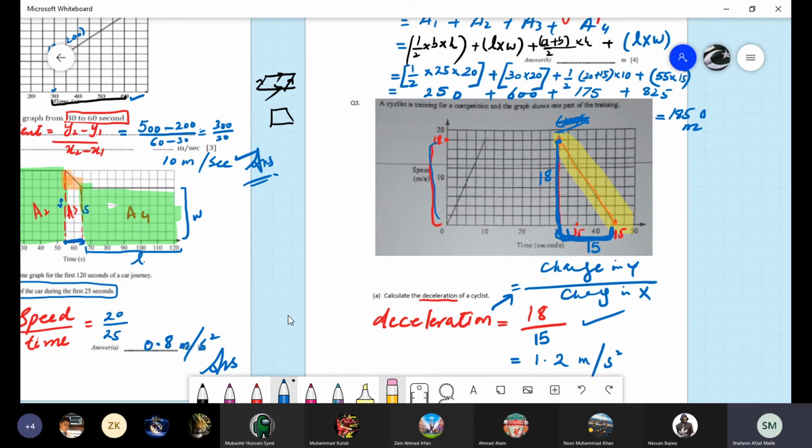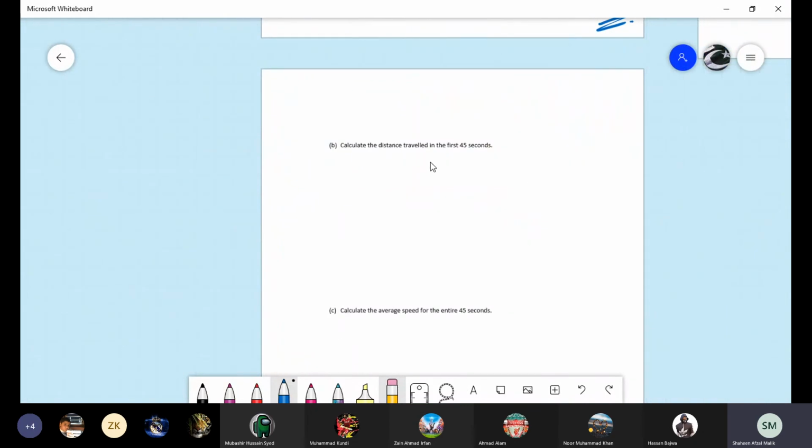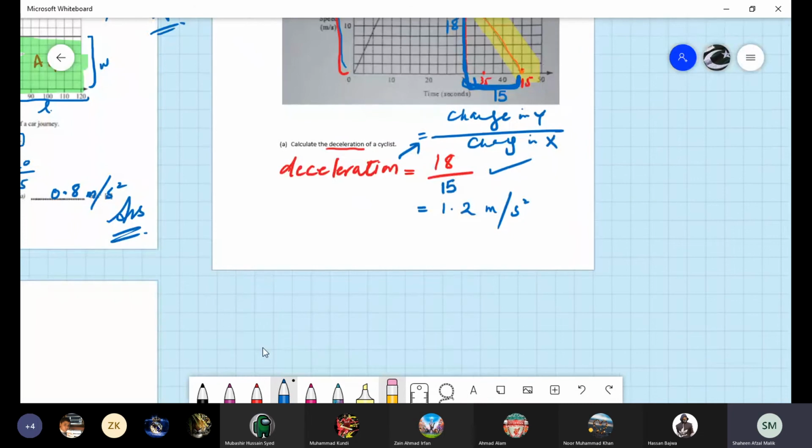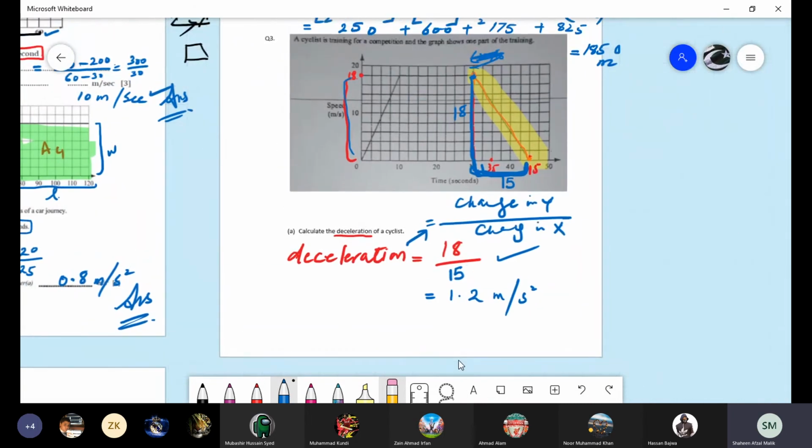What is the last part? Because the time is over, I just want to discuss the question with you. Then I will share the answer sheet. Calculate the distance traveled in the first 45 seconds. How many seconds are there? 50, but we have to find out the distance covered under 45. This point is 45.